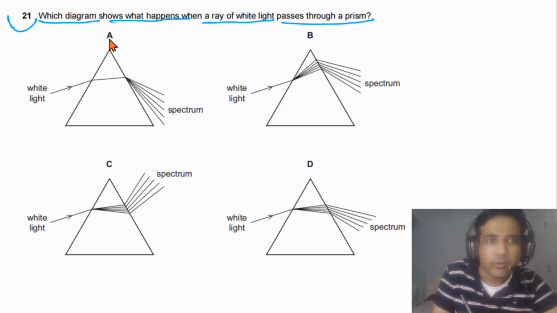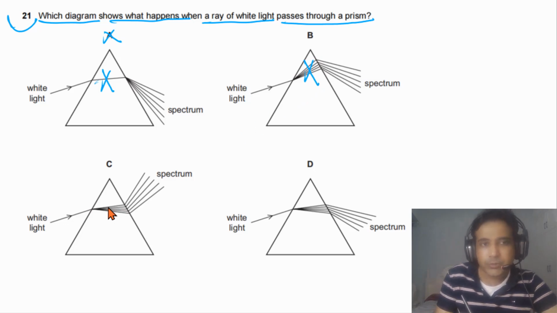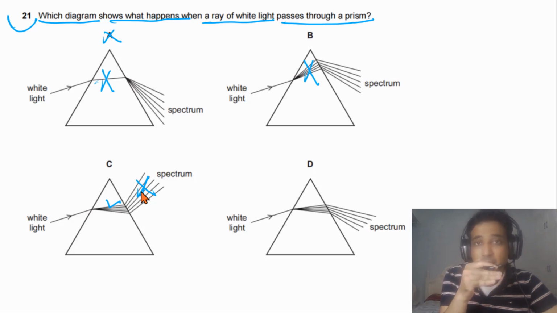If you look at option A, it is incorrect because light has to disperse, and it doesn't disperse in glass. If you look at B, light has to bend towards the normal, but this is showing bending away from the normal, so this part is wrong. If you look at option C, this part is correct, but this part is wrong because when light enters from glass into air, it has to bend away from the normal. So this one is incorrect.